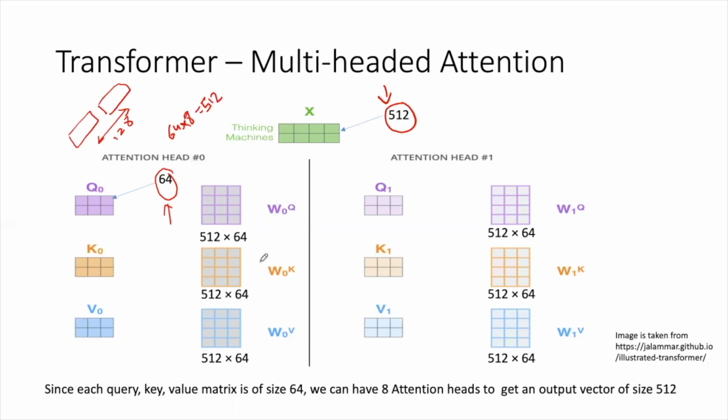For each such 64 dimensions, there is an associated query, key and value matrix. So we'll have 8 such query, key and value matrices. Each query, key and value matrix is called a head. So we have several such heads, and that's the reason it's called multi-head attention.